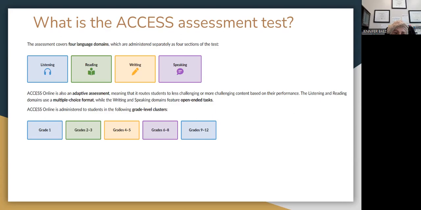The ACCESS Online test is also developed in clusters, so you can see grade 1 stands by itself, but the others are grouped together in different clusters.